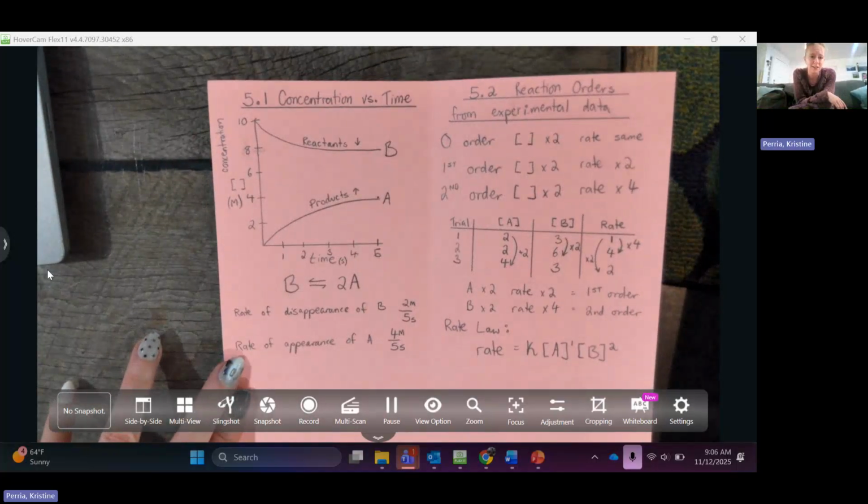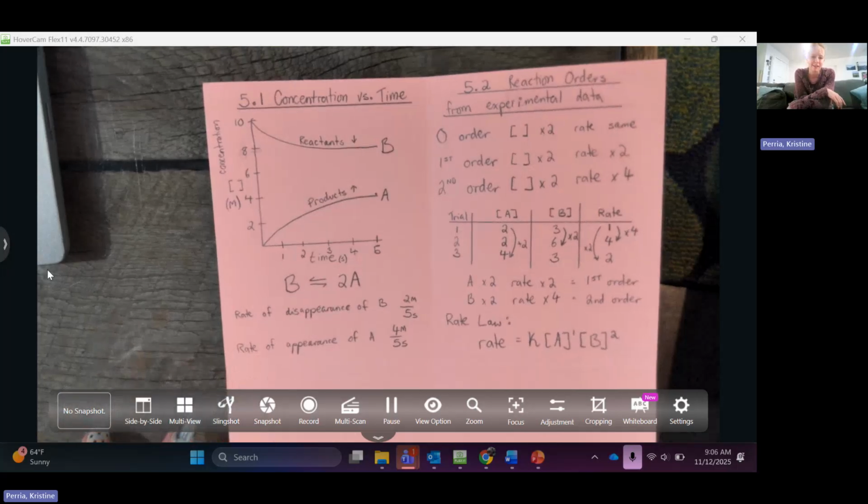We played dodgeball to kind of demonstrate how the reactants start with all of the dodgeballs. And then the products don't start with any, and then they start to go towards the products, and then dodgeballs are going back and forth and back and forth.